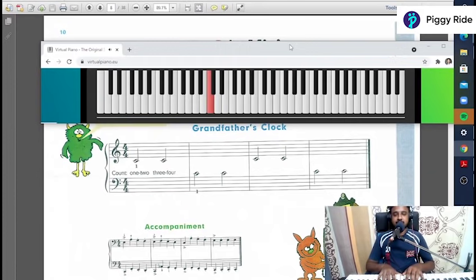Okay. So now we can also use the metronome. It will produce sound like this. So we can also play with this. C2, C2, C2, C2, C2, C2.